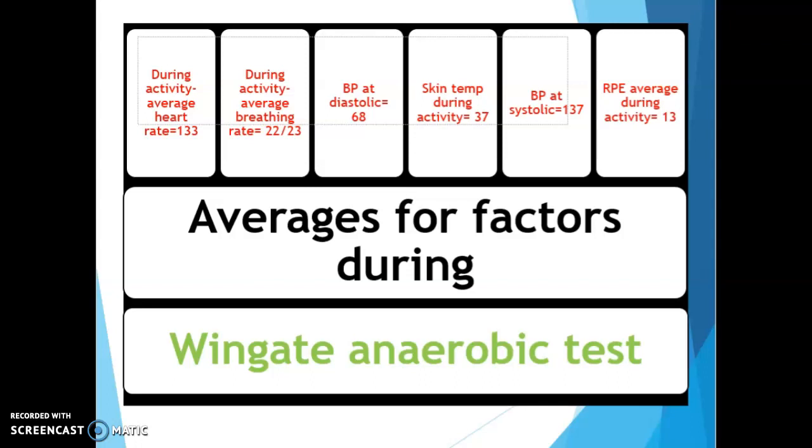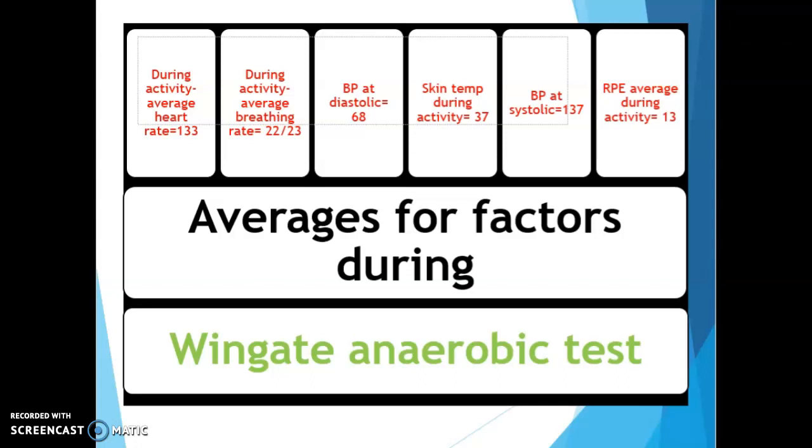for short periods of time, but for a long amount of time in total. So during the activity, the average heart rate was 133. The average breathing rate was around 22 to 23 breaths per minute. The blood pressure at diastolic was 68. The skin temperature during was 37, well around then, and the blood pressure at systolic was 137, and finally the RPE average during activity was 13, which is clearly higher than the multi-stage fitness test.